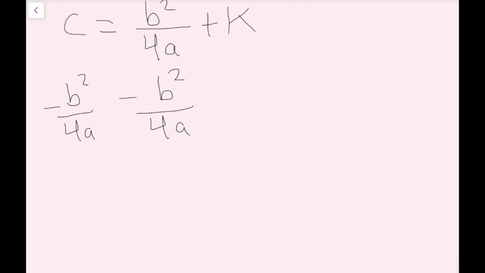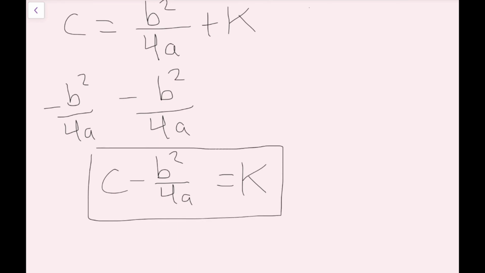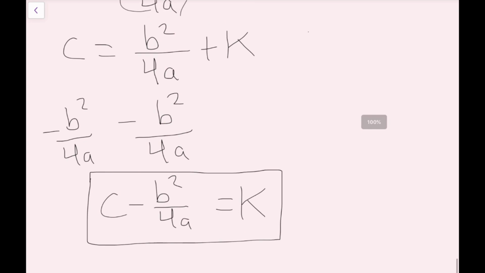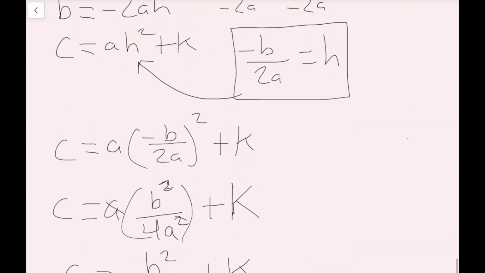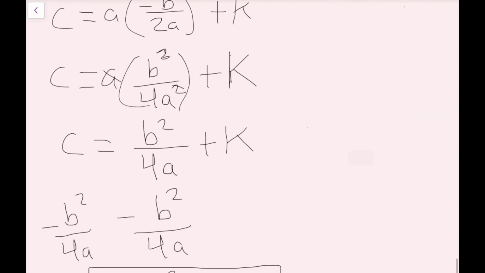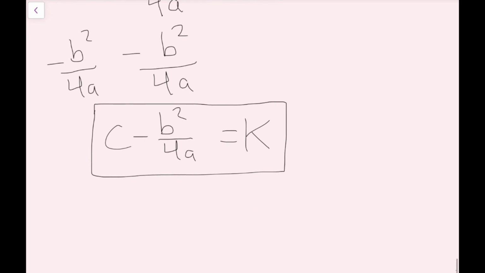So now I get k equals c minus b squared over 4a. So that's my k value in terms of a, b, and c. And my h value right here is negative b over 2a. I'm just going to rewrite that down here. So h equals negative b over 2a.